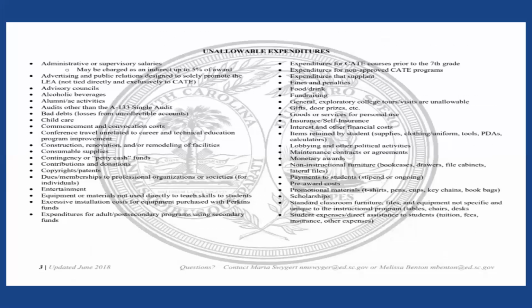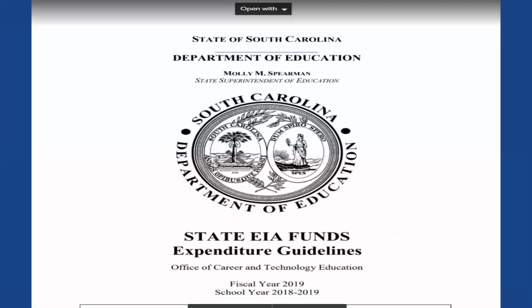Some unallowable costs you can see here, such as maybe your advisory councils, childcare, equipment, materials not used directly to teach skills to students, food or drink, gifts, door prizes, scholarships. So there's a list of examples of things that are unallowable under the federal Perkins funds. All of this information can also be found on the federal program support site, and you can look at the more specifics when you look at the CTE page of that website.